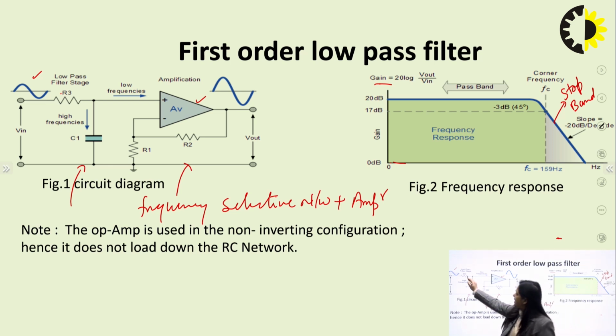Here this RC network is used to select the particular band of frequency. R is connected with the input signal, and this C is connected in series with this R3, and this RC network is forming a low pass filter. So this is the low pass filter stage and this is the amplifier stage. This is how you can design the circuit for a first order low pass filter.